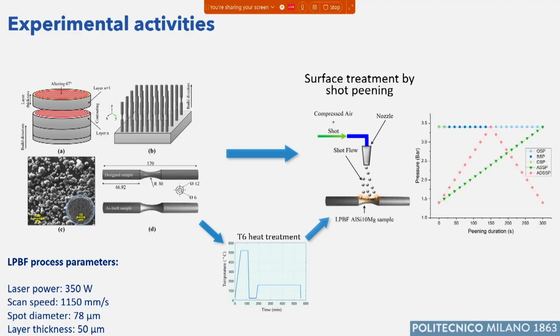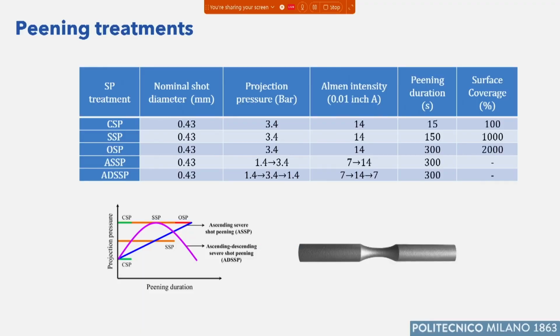And then we consider ASP, where the pressure goes from 1.5 bar to around 3.5 at the end of the test, after 300 seconds, and ascending descending, where we go from 1.5 to 3.5 at 1/2 of the treatment, so 150 seconds, and then back to 1.5. Okay? These are the shot peening parameters that we consider for these 5 different ways to apply shot peening.